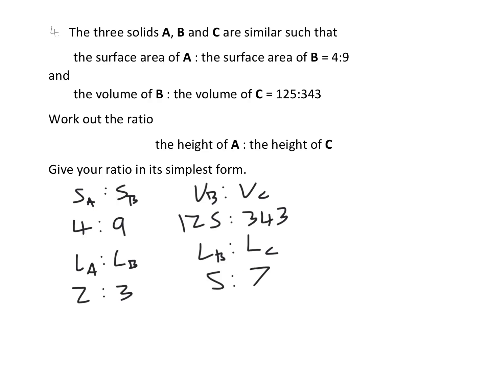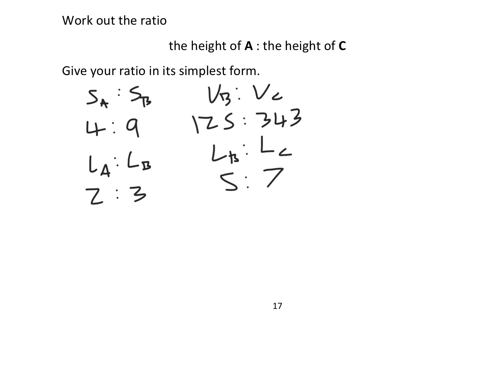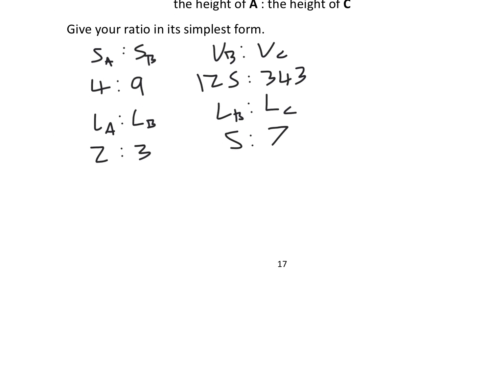but we want to get the height of A to the height of C, or the length of A to the length of C. Height is a length. So we want to get the ratio of A to C effectively, but we've got A to B and B to C. So how do we bring those together? If the length of B was common, then we could sort of match it all up.